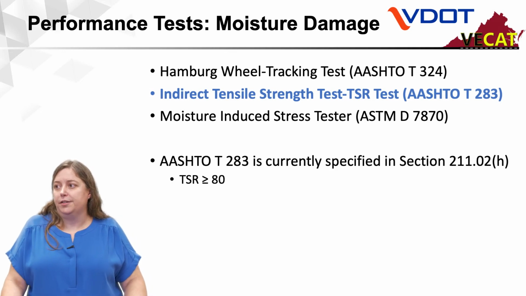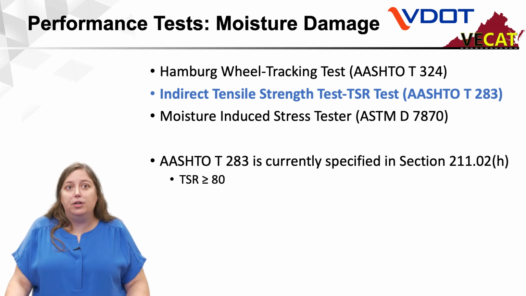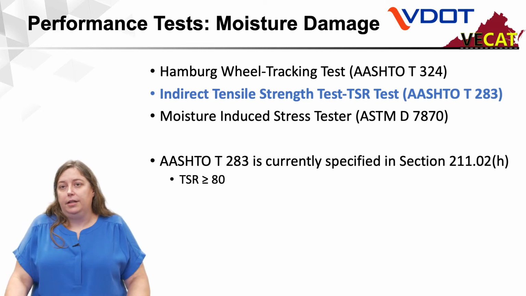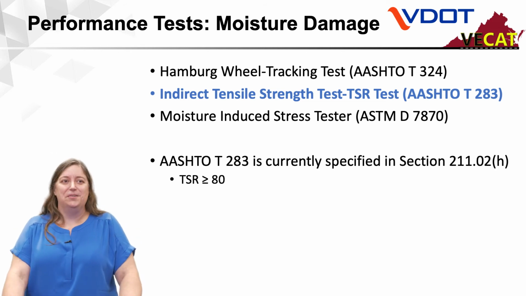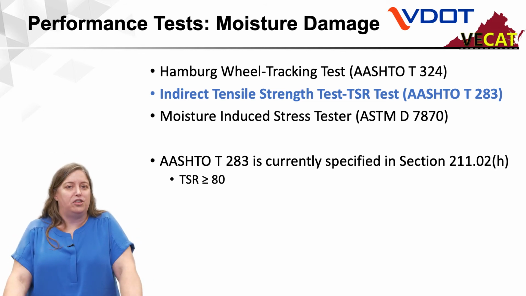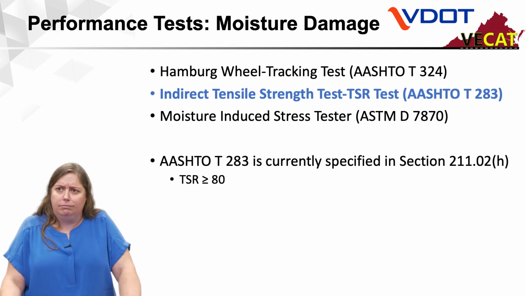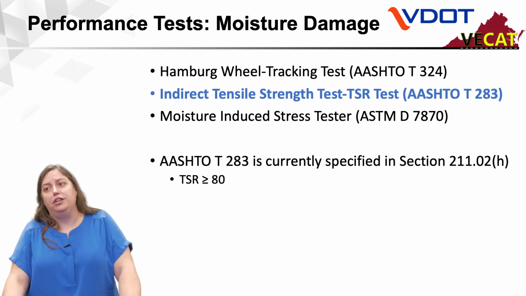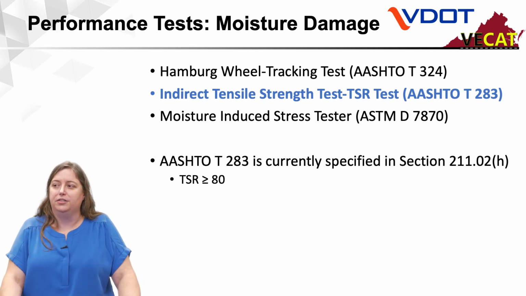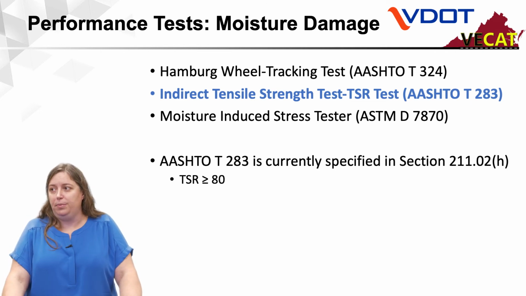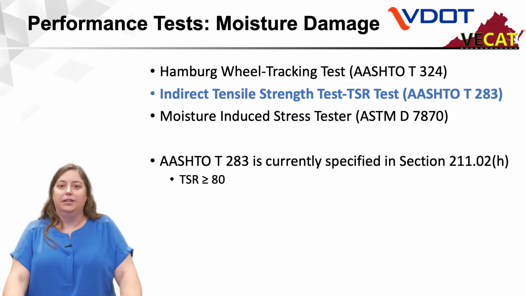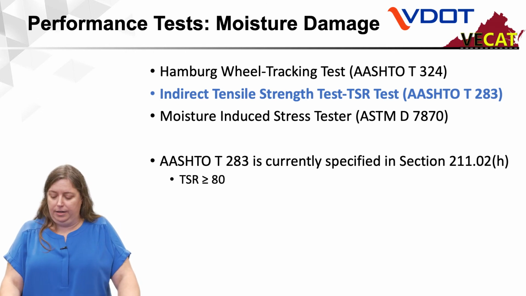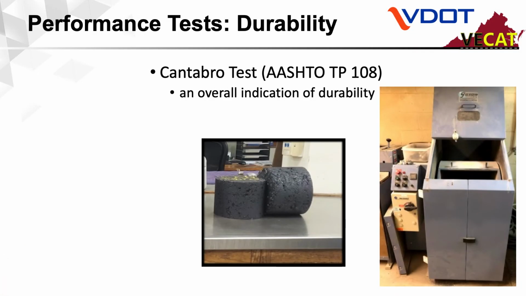Moisture damage is also addressed in balanced mix design. Virginia has been using AASHTO T283, the indirect tensile strength test or TSR test, for a long time. I don't know how long exactly. Probably somebody out there knows. And it's currently specified in section 21102H. The TSR value for Virginia is 80. And keep in mind, we also require, at this point, anti-strip in some form in every mix. So that is kind of a double safety to make sure that we do not end up in situations with moisture damage.